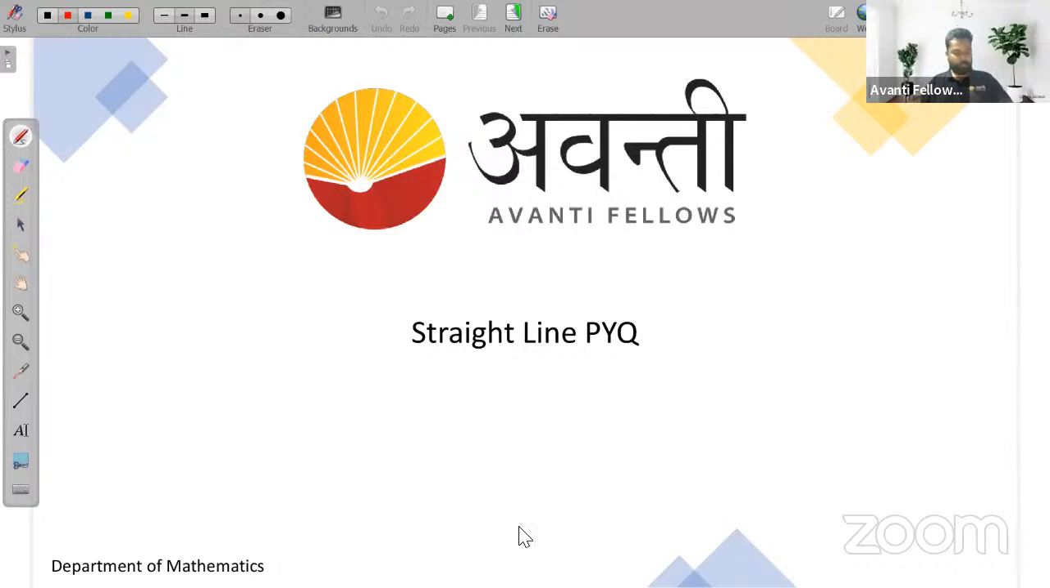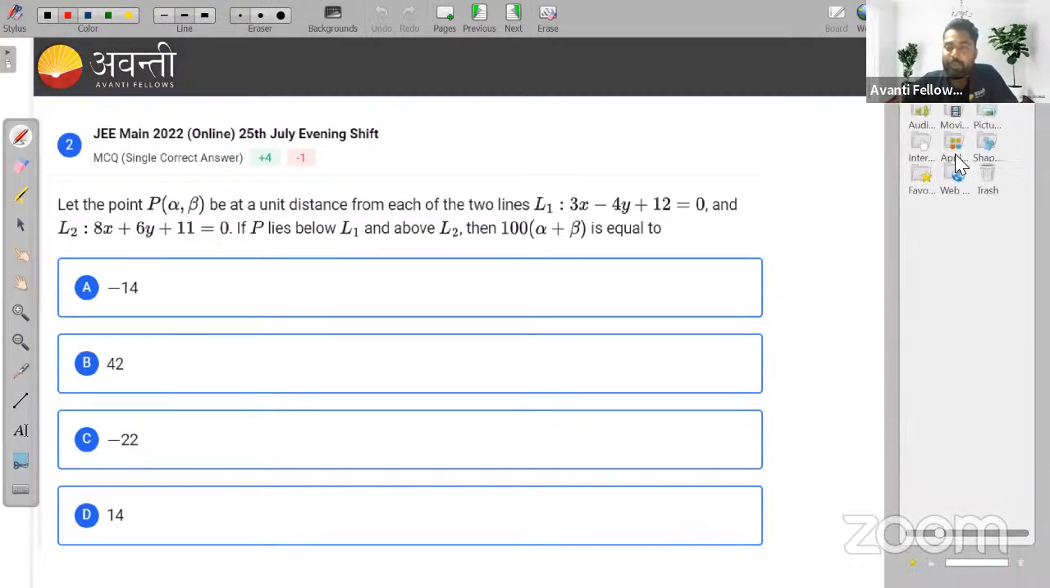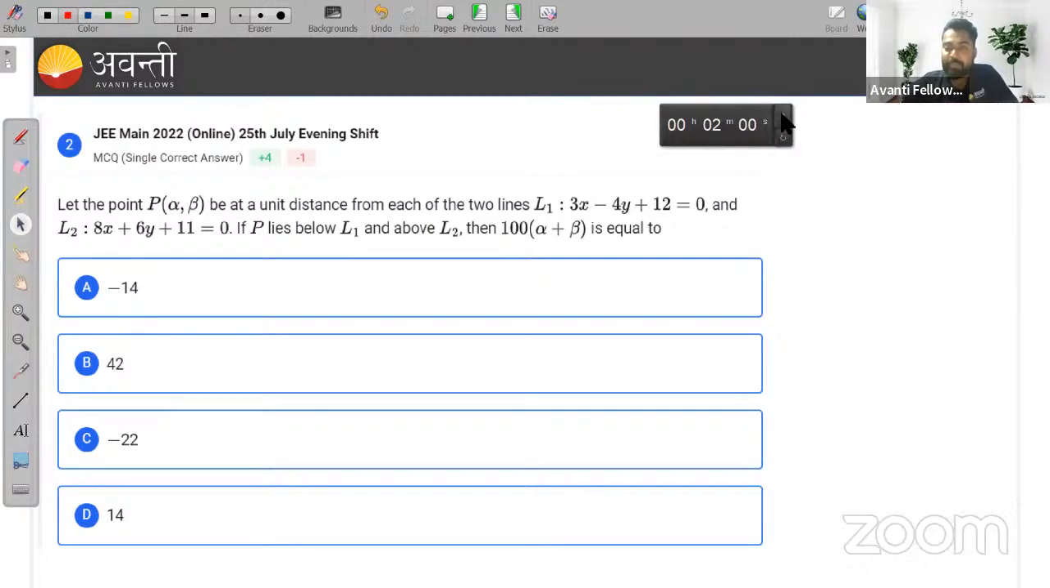Sure. So let's start. Welcome to the class, everyone. And we're going to start our previous year questions of the topic that is straight line. So let's discuss from the first question. In your screen, you can see this is your first question. I'm giving you 2 minutes for this question, and when you get the answer, just respond in the chat box. Your time starts now. Guys, solve quickly.